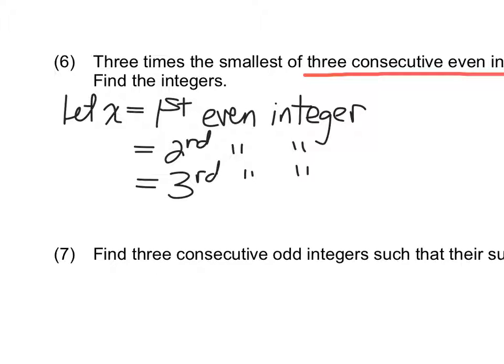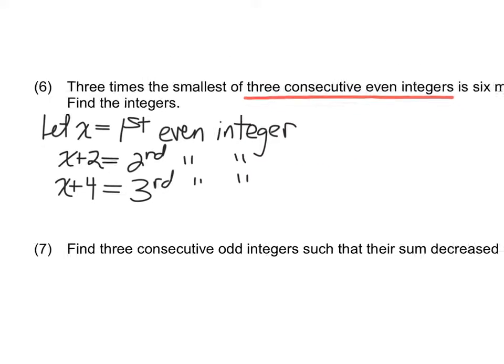All right, 3 consecutive even integers, so only even numbers. If the first one I'm calling x, let's say x is 2, what would be the next consecutive even integer? 4. How do I get there? Add 2. After the 4, we would have 6. We get there by doing what? Add 4 to the original number, or add 2 to the second number. Either way, you're going to get x plus 4. So now we have our variables accounted for.